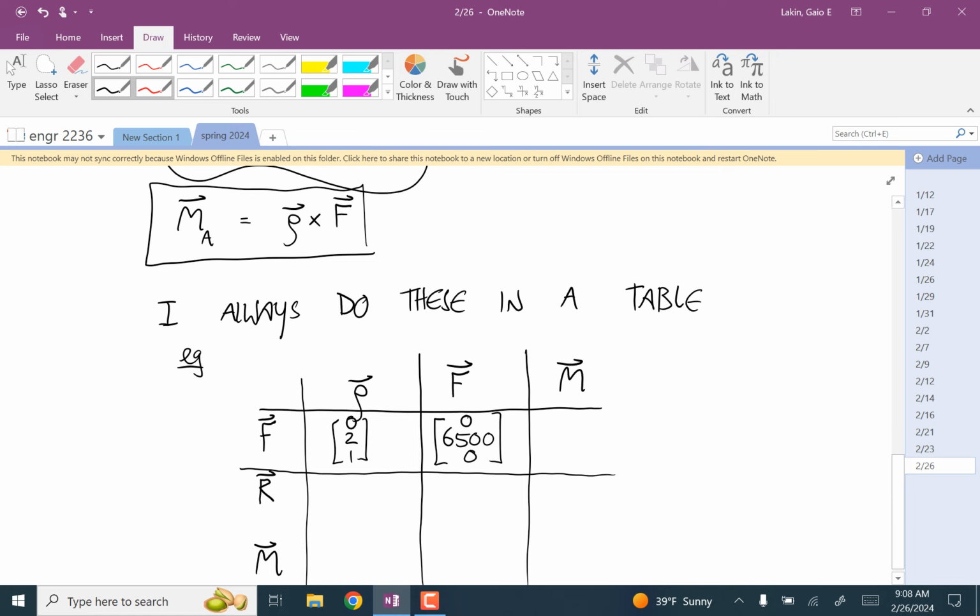Now the moment, you can do this in your calculator, just calculate that cross product. You also can do it like this. For the x component of the moment, cross those two out, and then it's this times this, minus this times this. Okay, so that's negative 6,500.